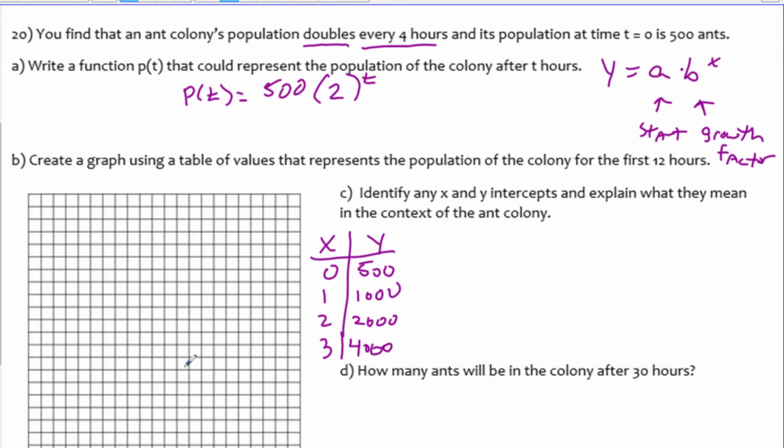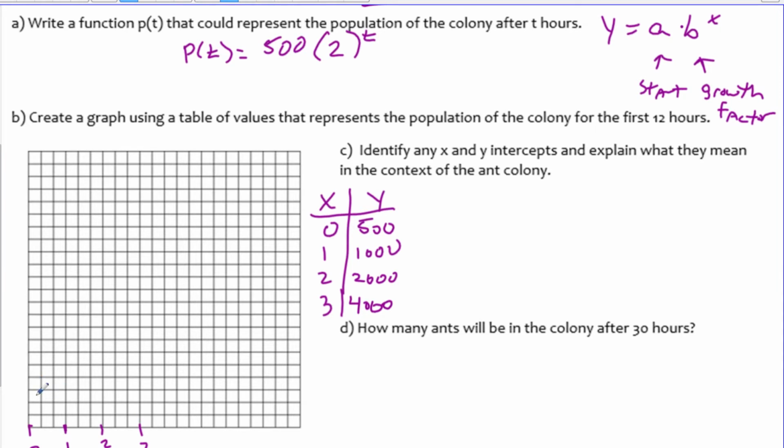So it looks like my y-axis needs to go from as low as 0, or as low as 500, up to 4,000. Again, I'm assuming I have about 20 spaces to work with, so I'm going to count by 4s here. This represents 0, this represents 1,000, and 1, 2, 3, 4, another 1,000, and so on. This is 4,000, and I don't need to go higher than 4,000 because my highest y value is 4,000. So I'm going to graph these points.